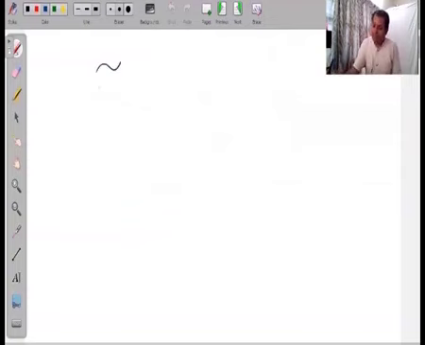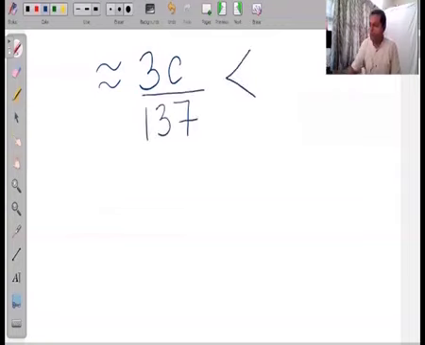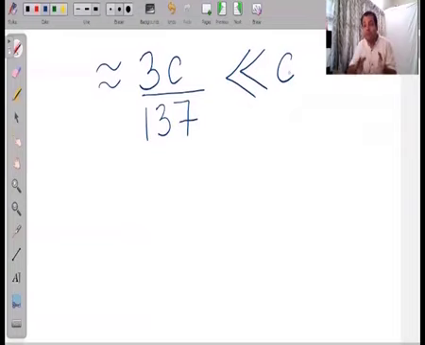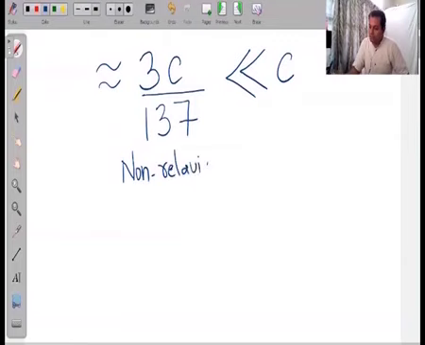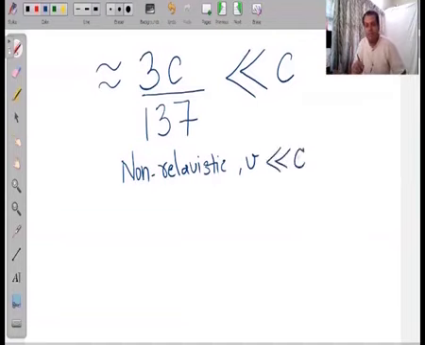This value can be seen to be approximately the velocity of light upon 137. So it's actually much less than the velocity of light. Therefore, it's non-relativistic, and it is therefore self-consistent because we never assumed it to be relativistic. It's clearly a case of non-relativistic, where your velocity is much less than the velocity of light. The velocity of light, as you know, is 3 into 10 to the power 8 meters per second.